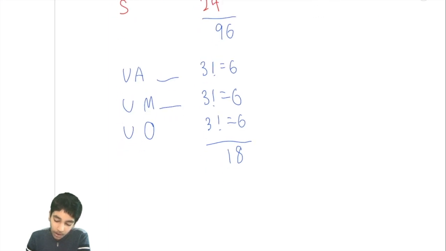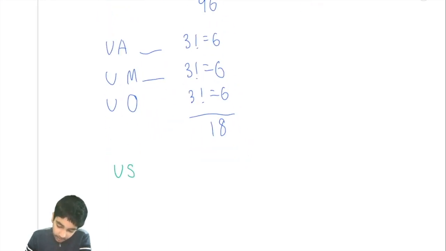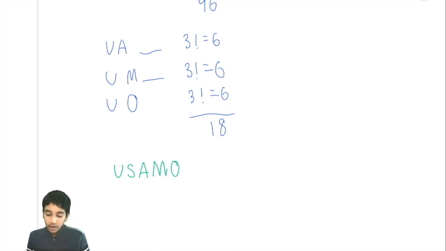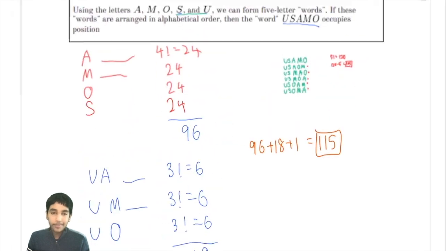So overall, now we're at a total of 114. And then after we have the first 2 letters U and S, AMO is the first permutation, because AMO is in alphabetical order. So AMO is the first permutation when you're listing in alphabetical order with the first 2 letters U and S. So we just add 1 here. So in total we have 96 plus 18 plus 1 is 115, which gives us the exact same answer. And that's the solution for this problem.